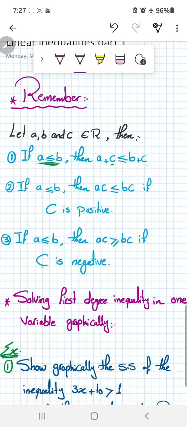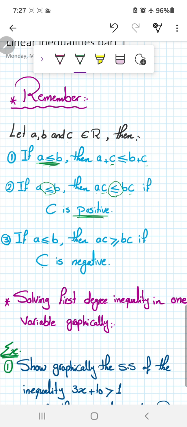Number 2, a less than or equal to b. Here a times c, we multiply by a number or divide by a number. If the number c here is positive, the sign of the inequality will stay as it is. Here we have less than or equal, so it will be less than or equal.